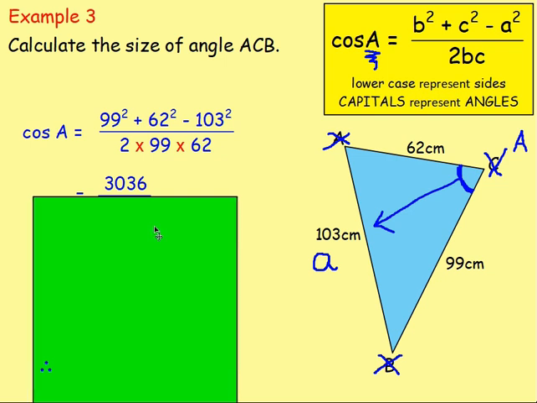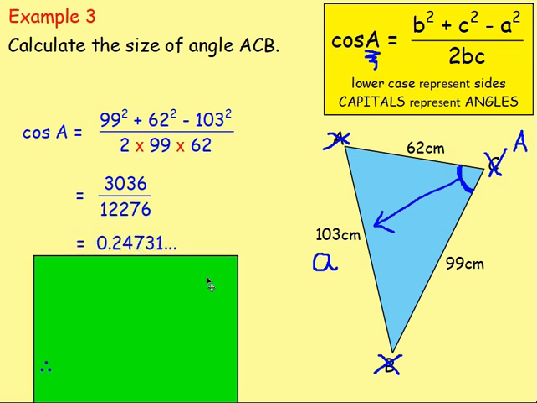If you work out the bottom row in the calculator, you get 12,276. What do you do next, Tiffany? Do you put it into your calculator? You can, yeah. You can put it into the calculator. You get a string of decimals. So I'm just writing down quite a few decimals because that's not the final answer.